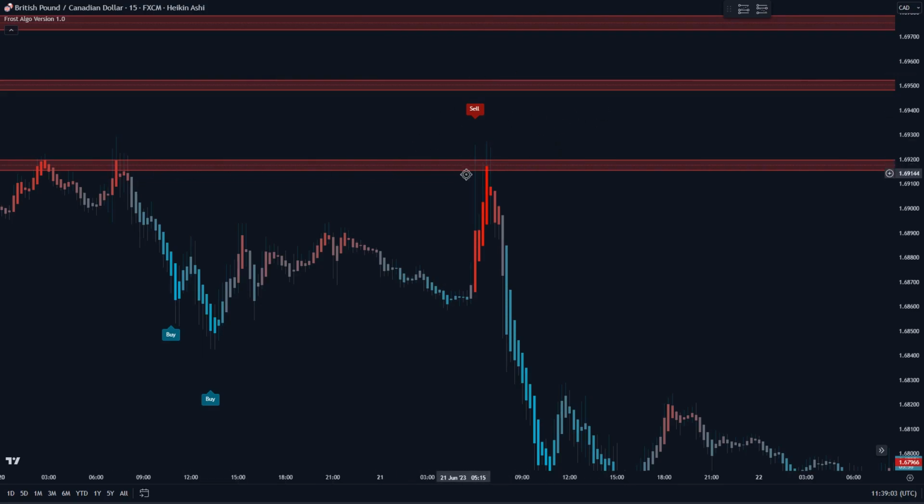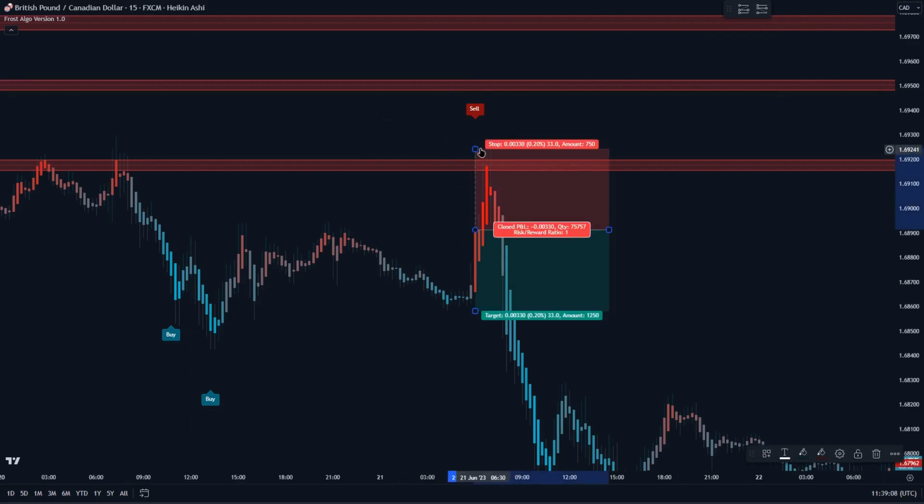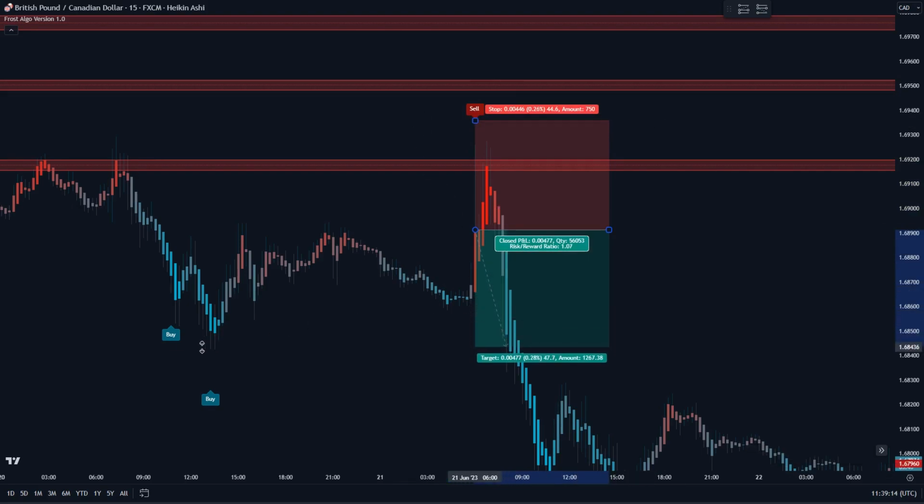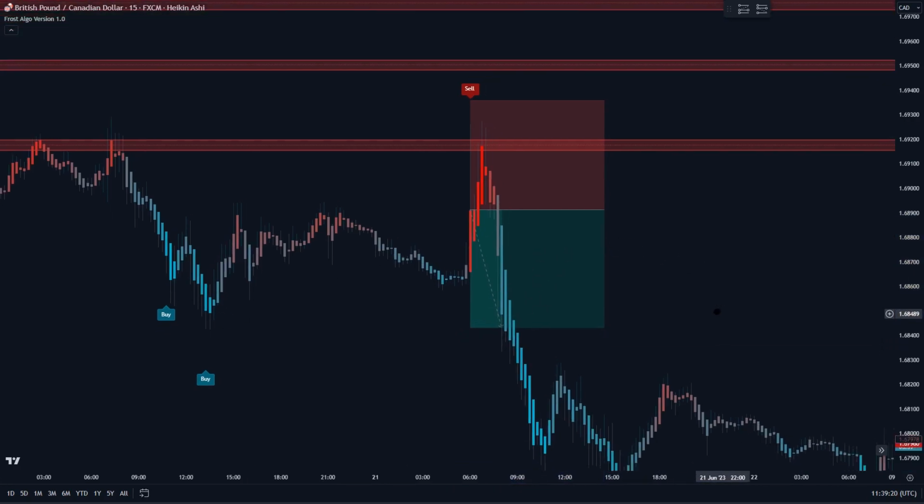Now here's another example of a valid short position. We got the price to reach the resistance line, and we got a sell label, so we enter on the candle close, stop loss a bit below the sell label, which is right here, and take profit at the next resistance line, which is right here. But we only made a profit of 0.28 and a risk reward of 1.